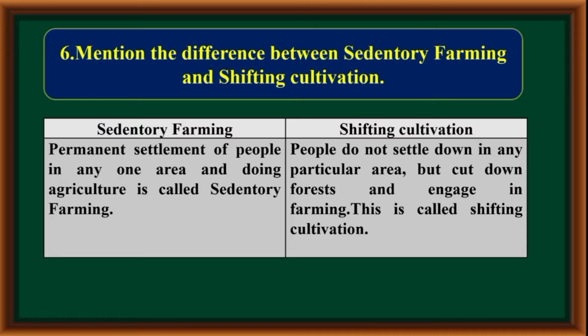Mention the differences between sedentary farming and shifting cultivation. Permanent settlement of people in any one area and doing agriculture is called sedentary farming. People do not settle down in any particular area but cut down forests and engage in farming. This is called shifting cultivation.